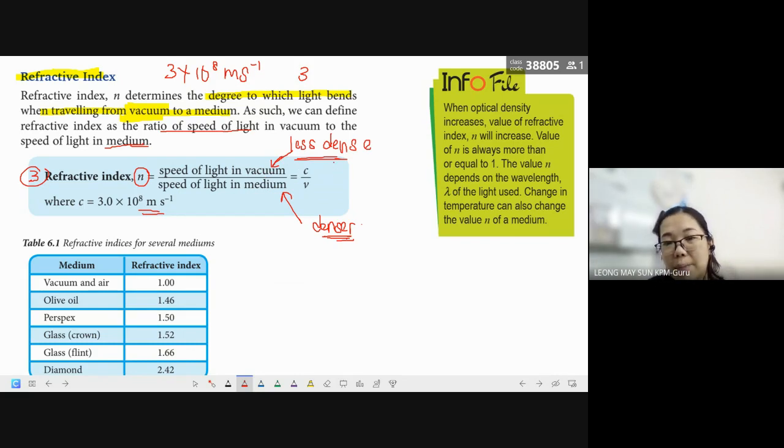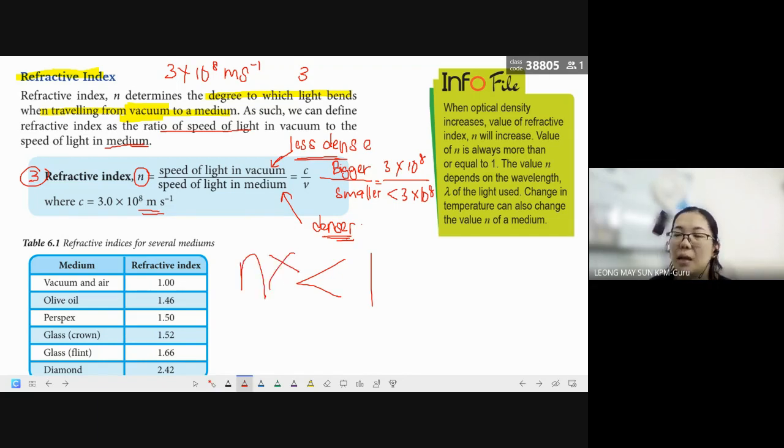So you are taking a bigger value, which is 3 times 10 to the power of 8 meters per second, over a smaller value, which is whatever is less than 3 times 10 to the power of 8. When you take a bigger value divided by a smaller value, you will never get a value less than 1. The refractive index will never be less than 1. It can only be greater than or equal to 1. Optical density must be greater than or equal to 1, because n is always more than or equal to 1. I already mentioned this to you.